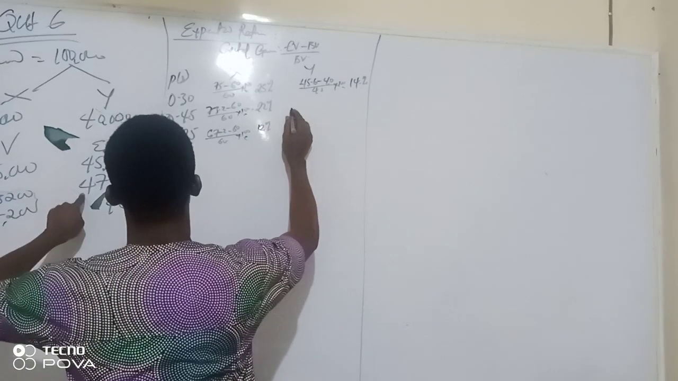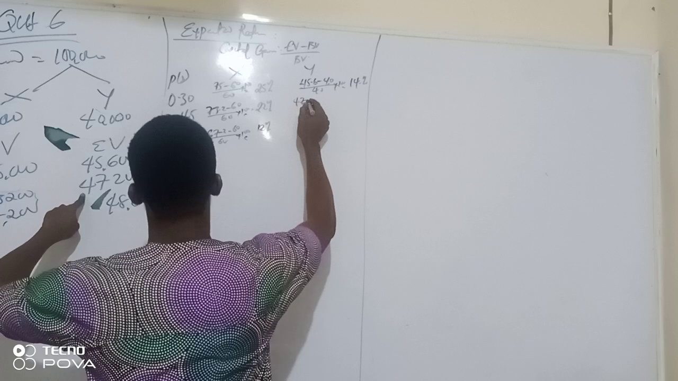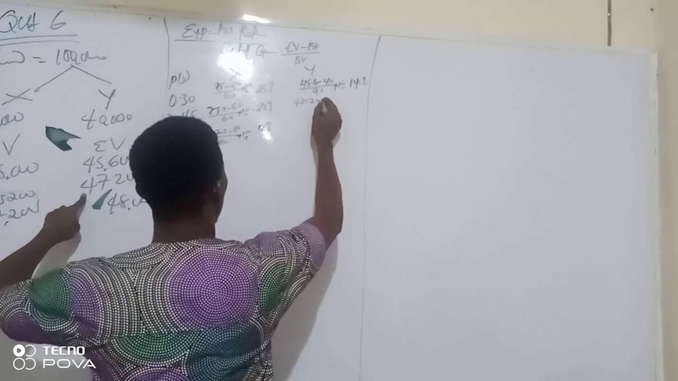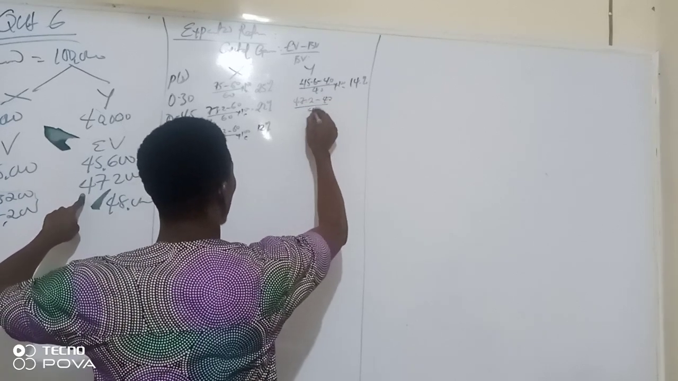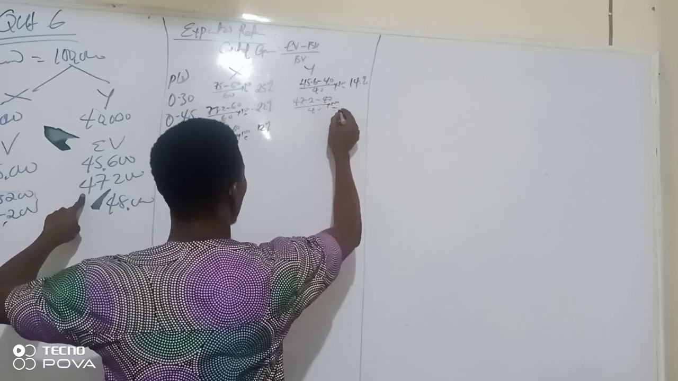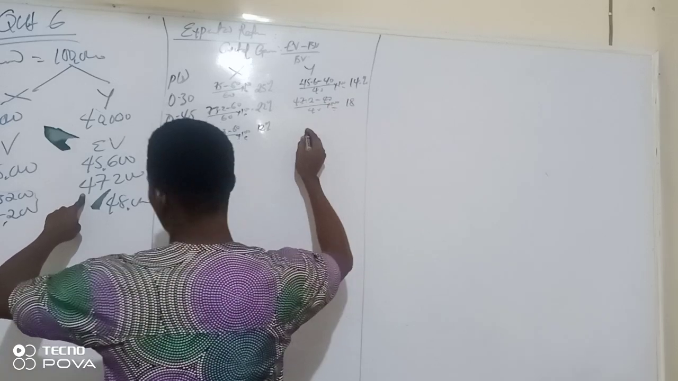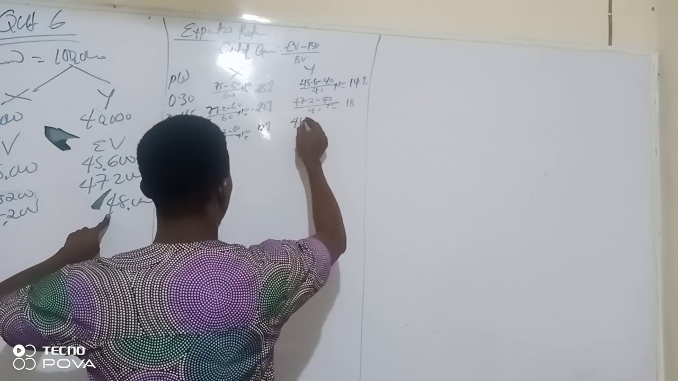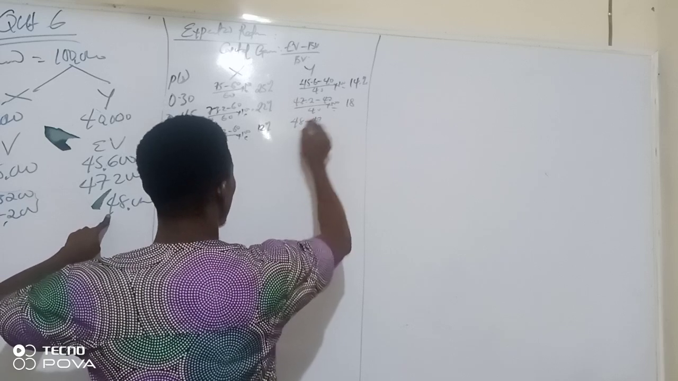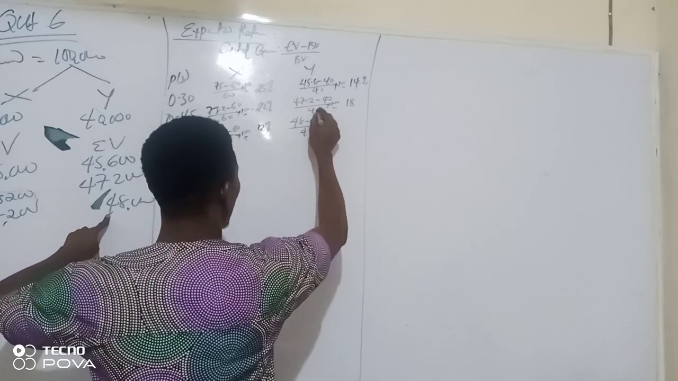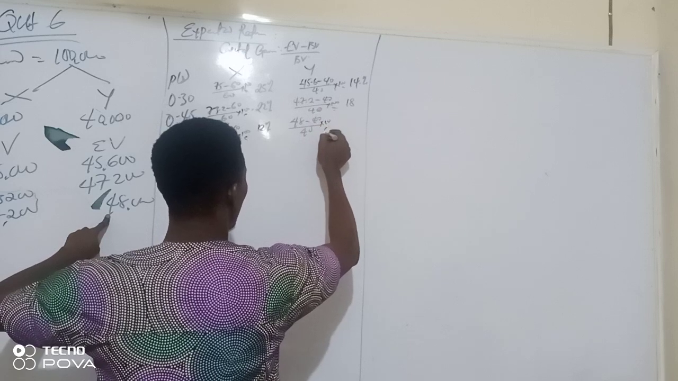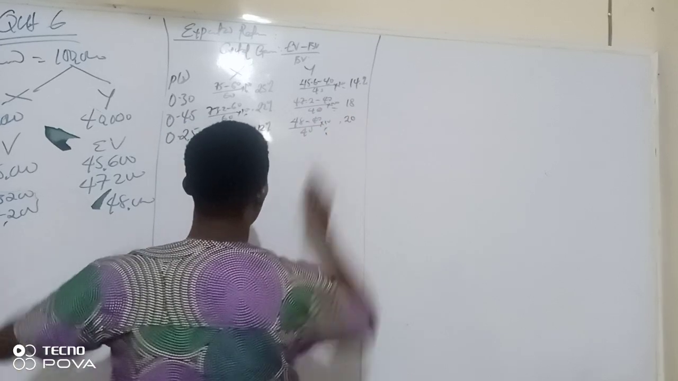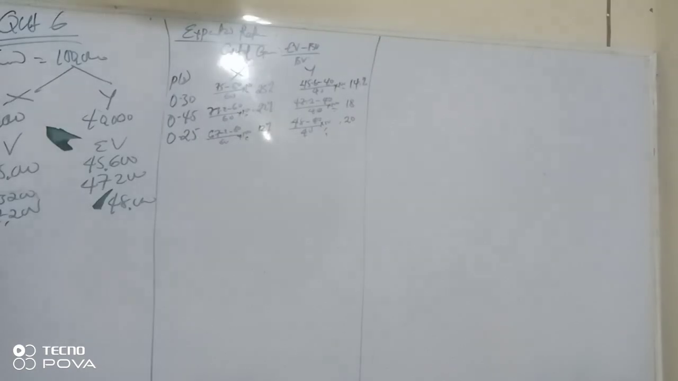Therefore, state of the world 2 will be 47.2 minus 40 divided by 40 times 100, which is 18%. Then for the third state of the world, 48 minus 40 divided by 40 times 100. You know, 20%.